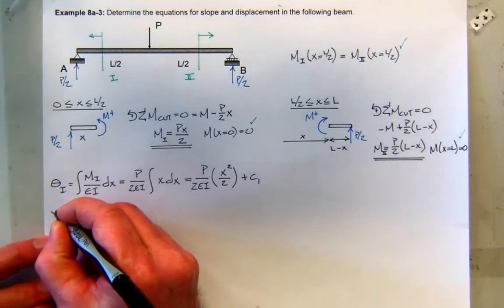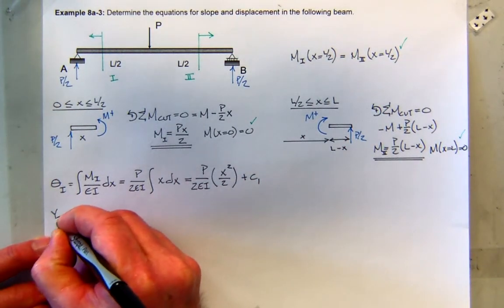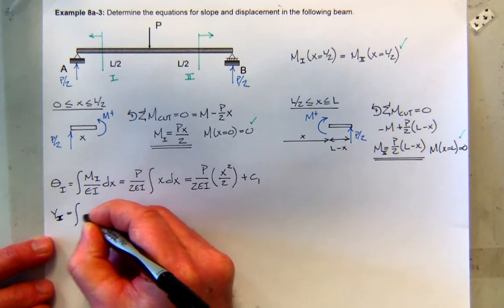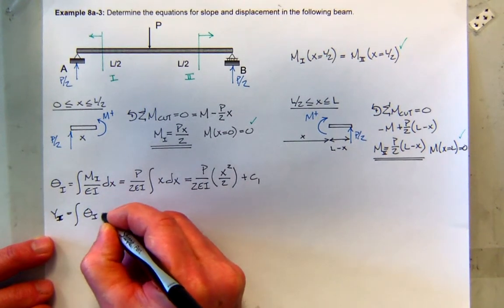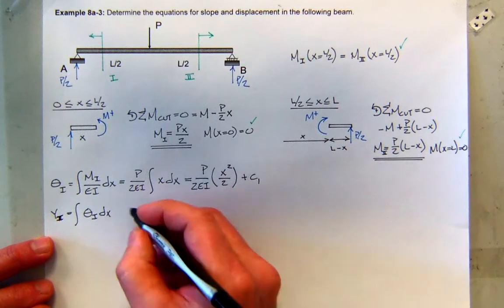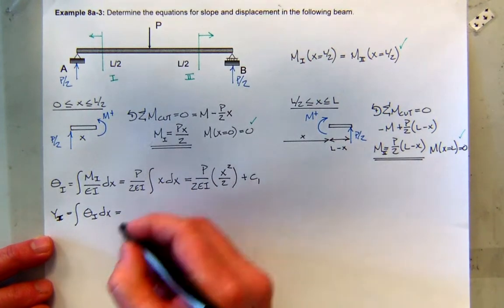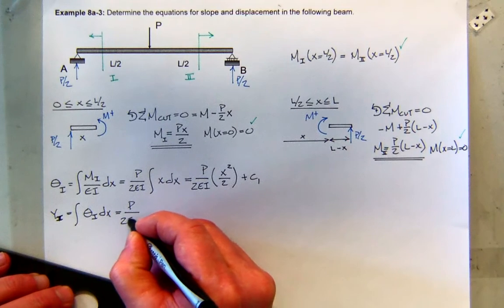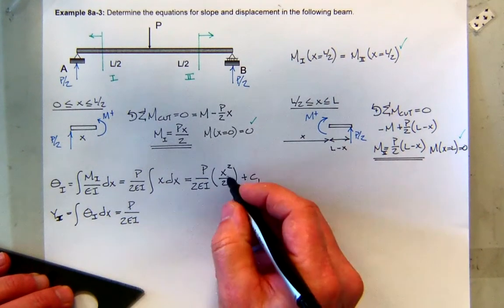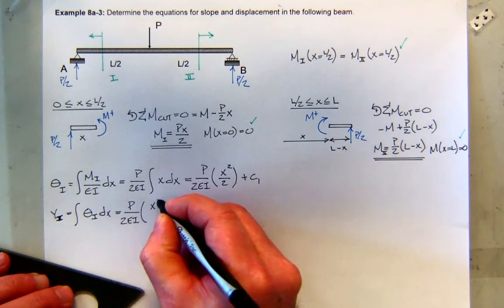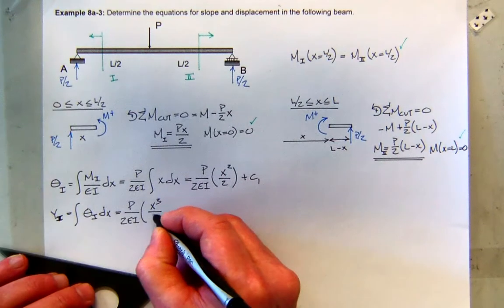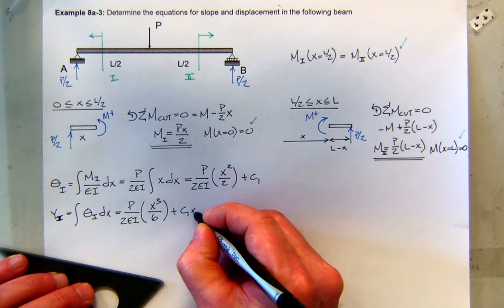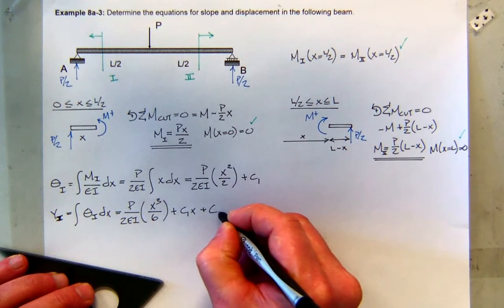So I'm going to come back now and say the displacement in zone 1 or region 1 is the integral of the slope there. So I'm just going to integrate this thing. So I'm going to get P over 2EI, and this is going to become x cubed over 6. Integrate C1, you get C1x, and then you can integrate another integration constant, C2.